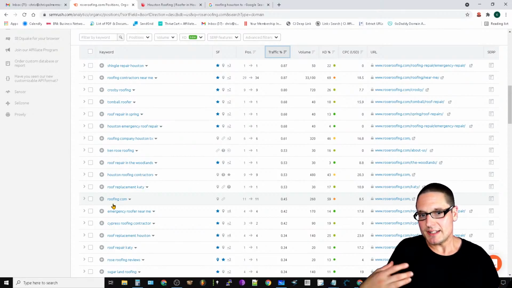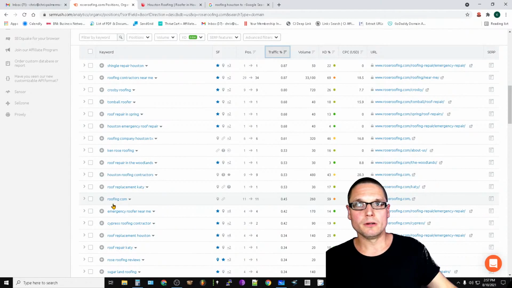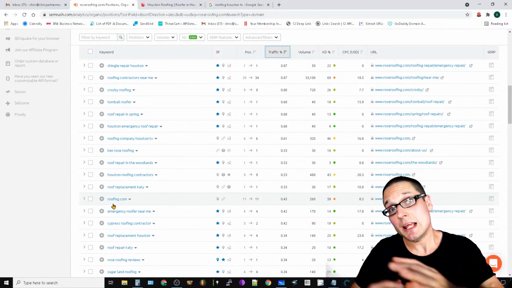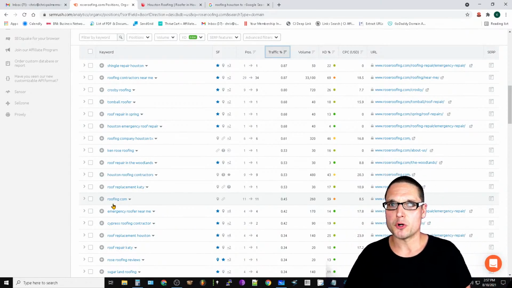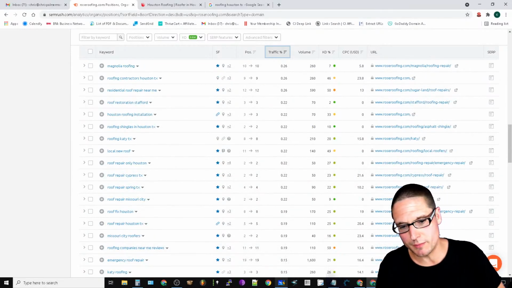To get a better idea too, you can also look not even at the top performers, but slightly above you, but it has to be on the first page. All right, so let's map this out because I think this would be helpful.